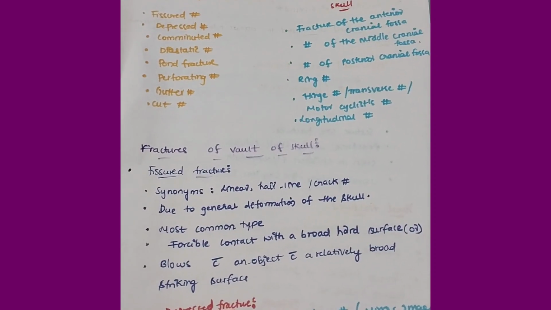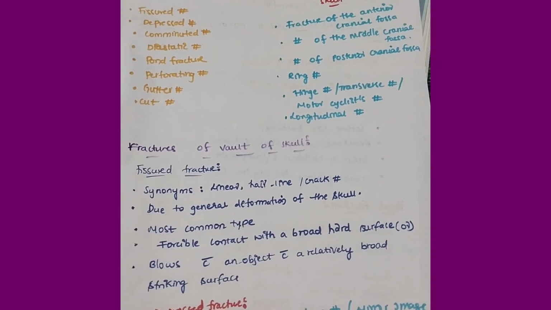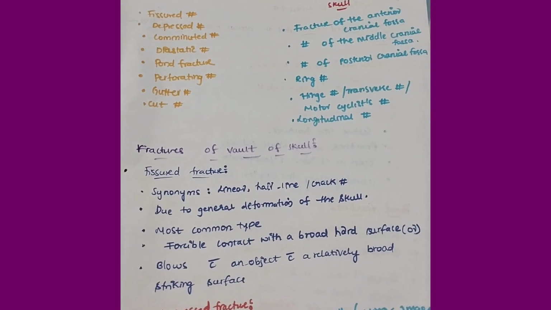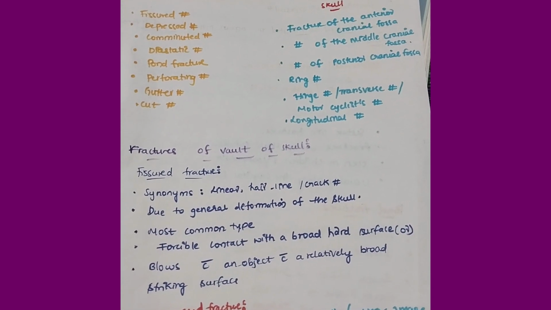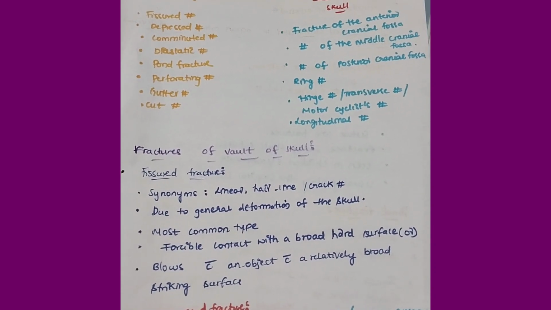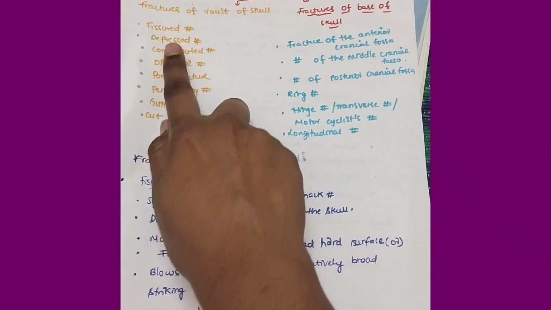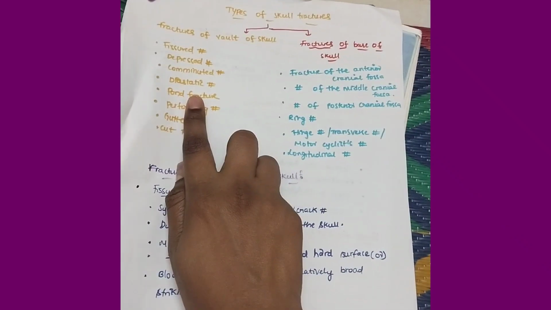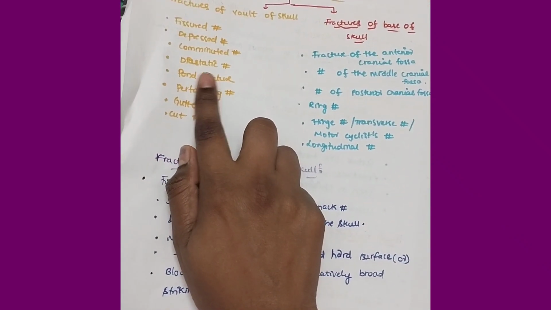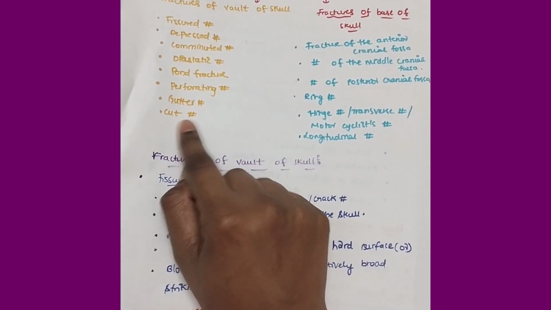Today we are going to discuss types of skull fractures. Basically, skull fractures are divided as fractures of the vault of the skull and fractures of the base of the skull. So what are the fractures of the vault of the skull? They are fissured fractures, depressed fractures, comminuted fractures, diastatic fracture, pond fracture, perforating fracture, gutter fracture, and cut fracture.